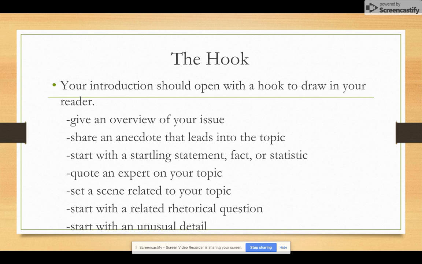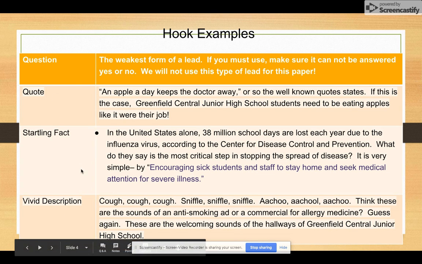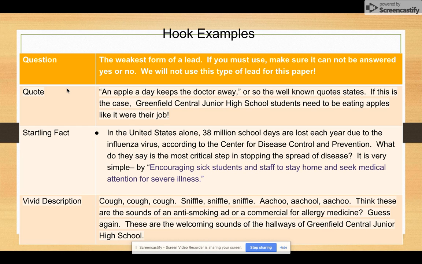Maybe you have a quote from an expert. Maybe you set a scene, like you imagine what life would be like. You describe things so that the reader can really picture it. Maybe you start with a rhetorical question, a question that really can't be answered, but gets the reader thinking. So here I gave you some different examples. I was pretending to write a paper about how kids should stay home if they're actually super sick. So these are some of the different ways I did it, and maybe this will give you an idea for yours.